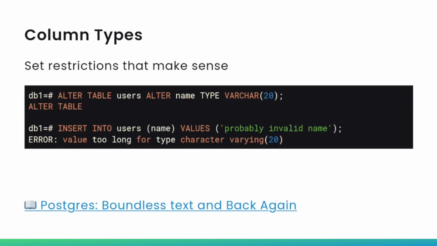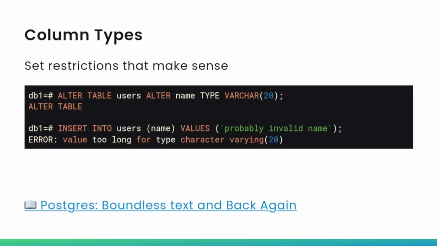Now, it's very important to set restrictions that make sense. If you recall, previously, we used a text type for our name column. Text is unrestricted text. So if you think about it, it doesn't really make sense for, let's say, a name to be 1,000 characters long, right?